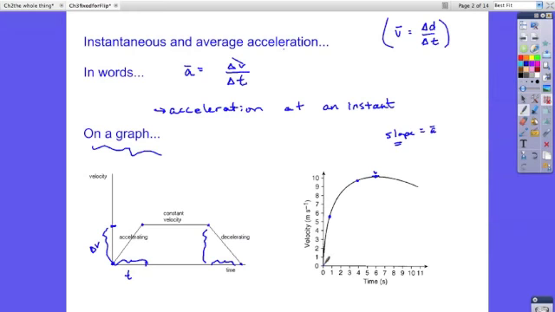I could find the average acceleration for the whole time interval by dividing that change in velocity by that change in time. So I could still find an average, but the instantaneous would be the acceleration right at an instant, at a tiny little piece of your graph.